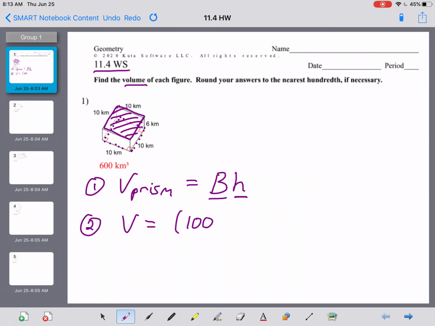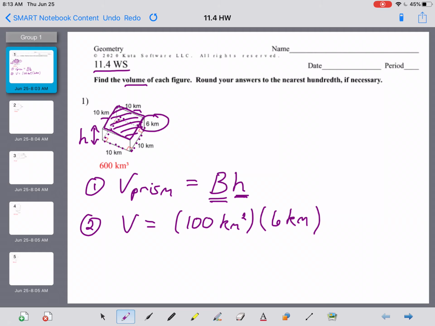And let's talk units like we were before. When you are multiplying a base of 10 kilometers by a height of 10 kilometers, kilometers times kilometers is going to get you square kilometers. That's the unit here for area of the base. We're then going to multiply that area of the base by the height of the prism. And the height of the prism, once again, is defined as the distance between the bases. Well, in this case, since the bases are on the top and the bottom, the height is that vertical distance in between them. And that's going to be this 6 kilometer measurement right over here. So 6 kilometers is going to be the height.